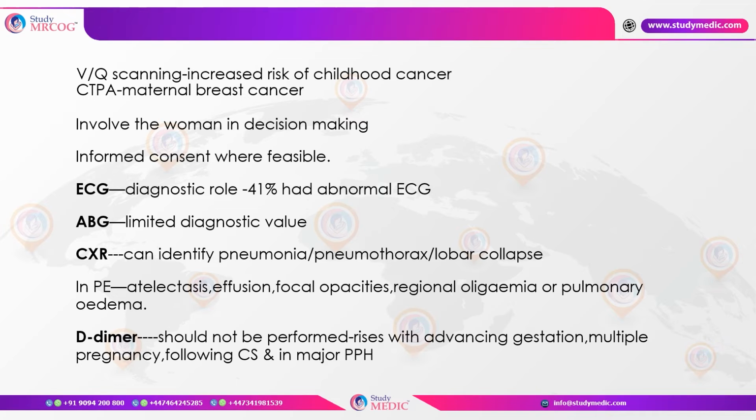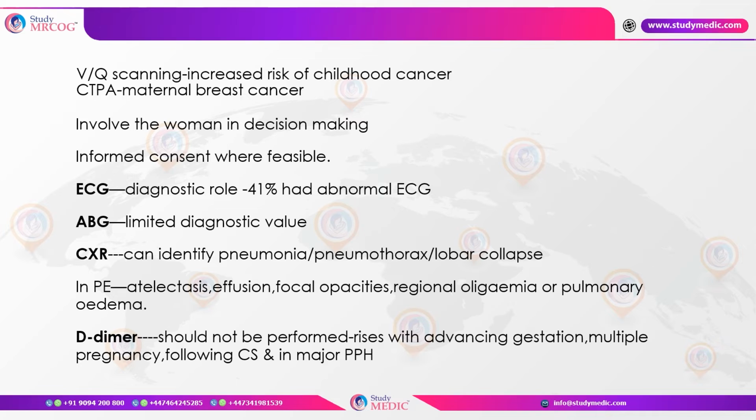X-ray chest, whenever it is abnormal, in addition to diagnosing a pulmonary embolism, can also identify if the woman has pneumonia, pneumothorax, or a lobar collapse. And in pulmonary embolism, what would be the signs that you would be seeing on an X-ray chest? You can have atelectasis, that means there is a collapse of the lung tissue. There could be effusion. There can be focal opacities or regional oligemia or pulmonary edema.